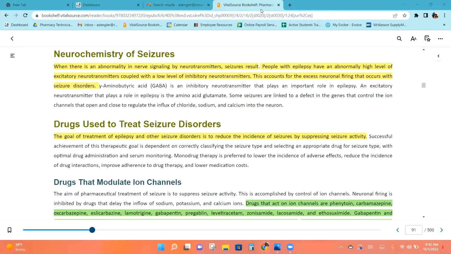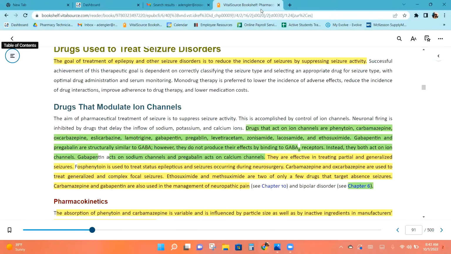When there is an abnormality in nerve signaling by neurotransmitters, seizures result. People with epilepsy have an abnormally high level of excitatory neurotransmitters coupled with a low level of inhibitory neurotransmitters. This accounts for the excess neuronal firing that occurs with seizure disorders. The goal of treatment of epilepsy and other seizure disorders is to reduce the incidence of seizures by suppressing seizure activity.